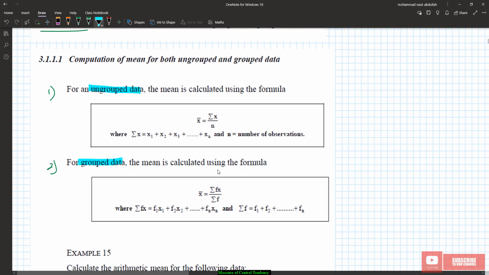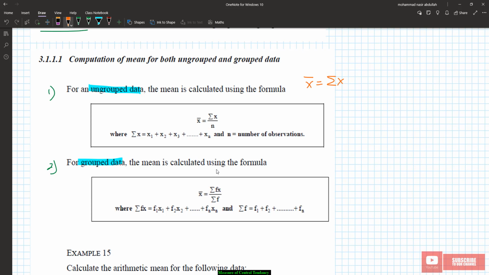Right. So for ungrouped data, the formula would be X bar equal to summation of X divided by n, where summation of x means the total of all values, means x1 plus x2 plus x3 until xn, right? And n represents how many data values there are, right? So this is the formula for the mean for ungrouped data.